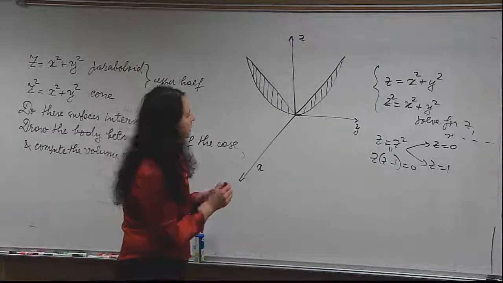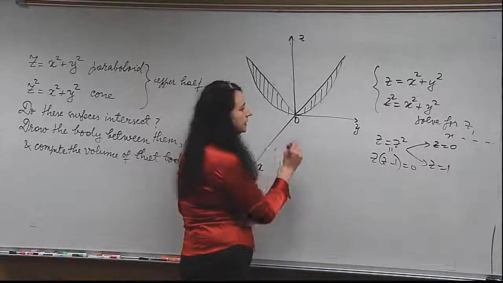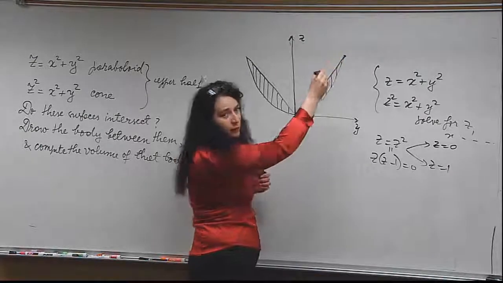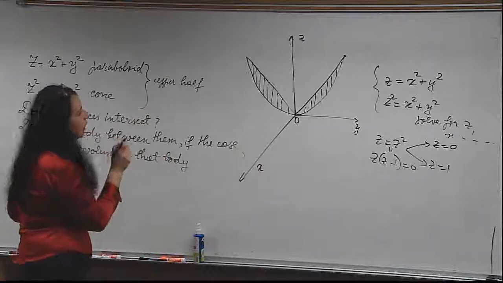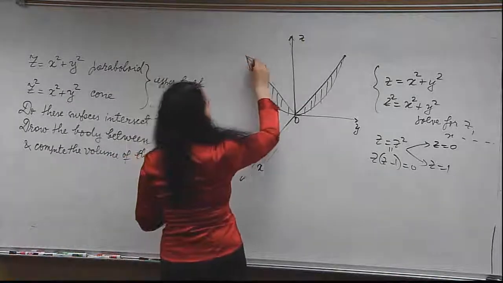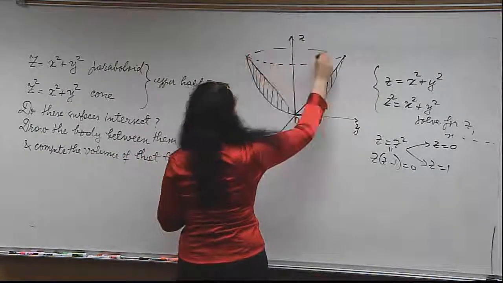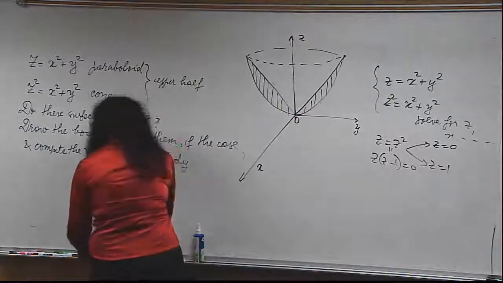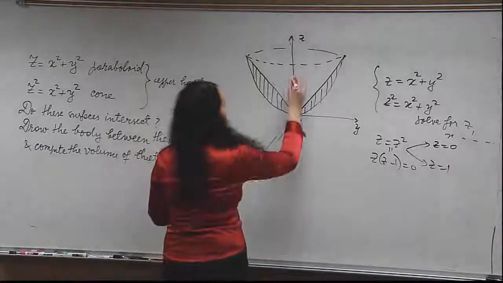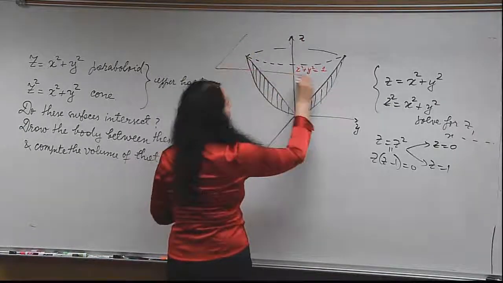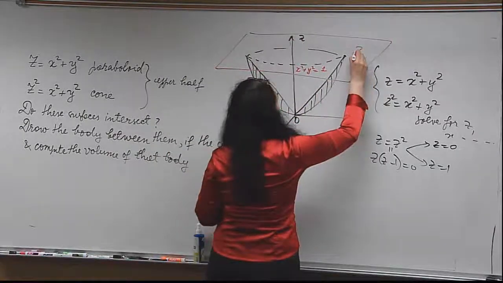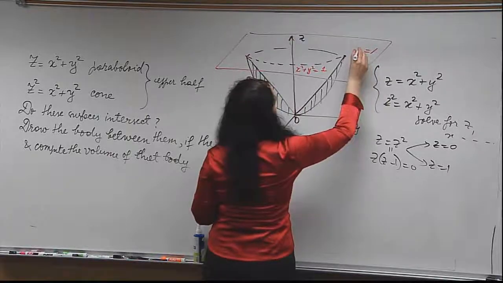So where do they intersect? They intersect here at the origin and they intersect where Z equals 1. And where Z equals 1, I'm going to have what circle? The unit circle. I'll make it in red. This is x squared plus y squared equals 1 at the altitude 1, Z equals 1. This is the plane z equals 1.